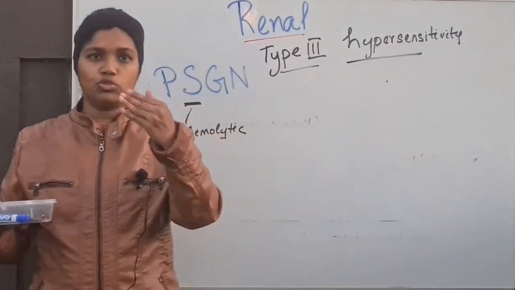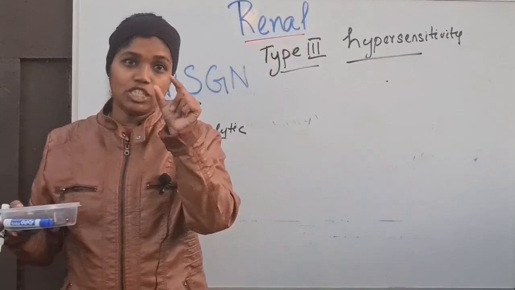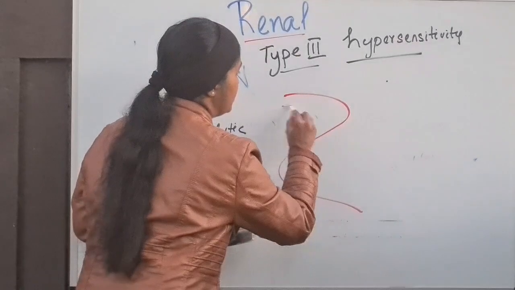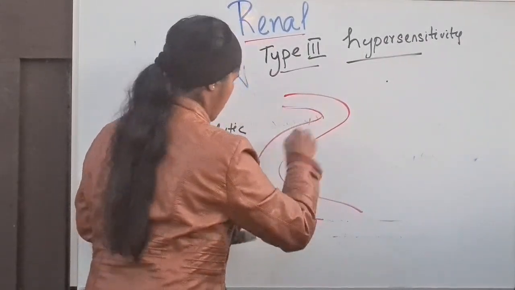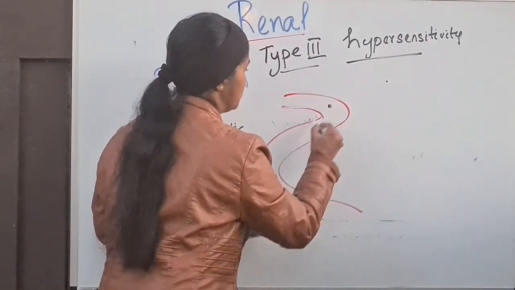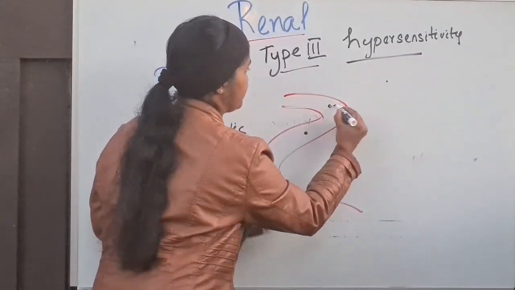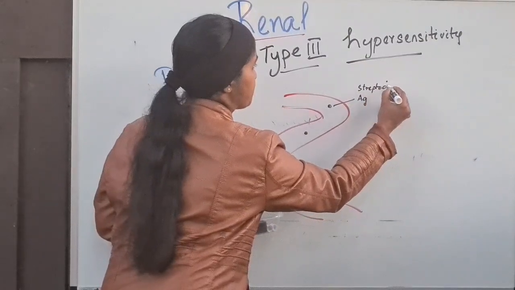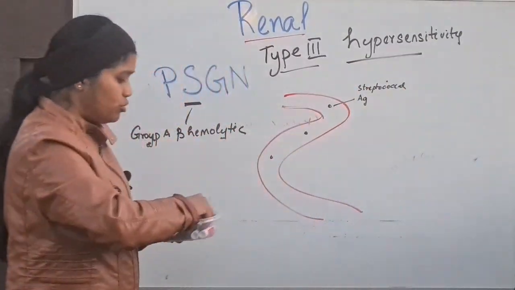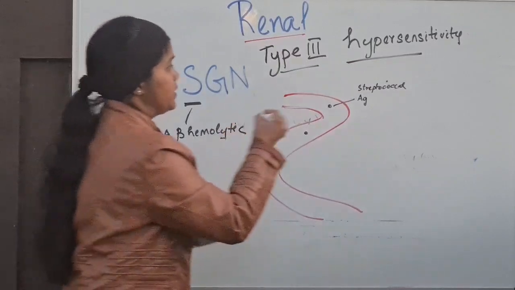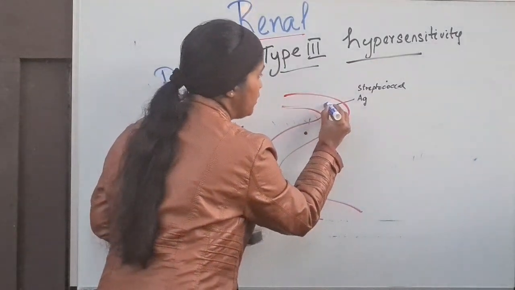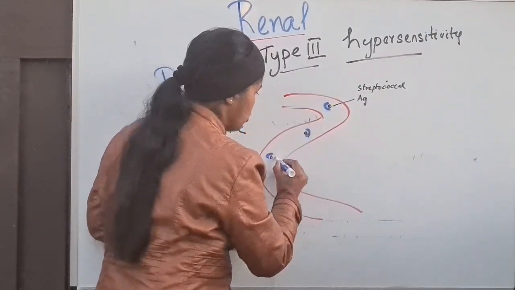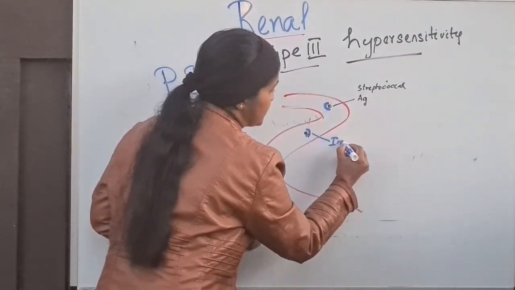When this streptococcal infection attacks the body either as a sore throat or as a skin infection, our body will start producing antibodies against the streptococcal antigen. In the bloodstream we will be having this streptococcal antigen. Now the body is producing antibodies for this antigen. This antibody and this antigen will form a complex. This complex is known as the immune complex.